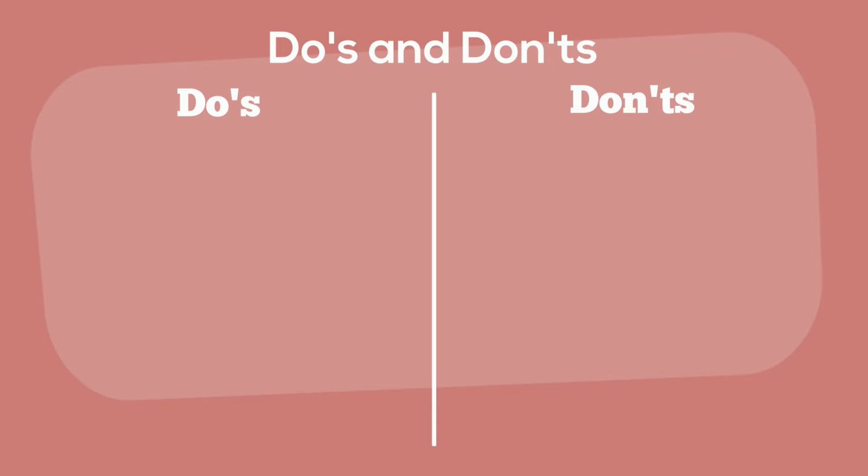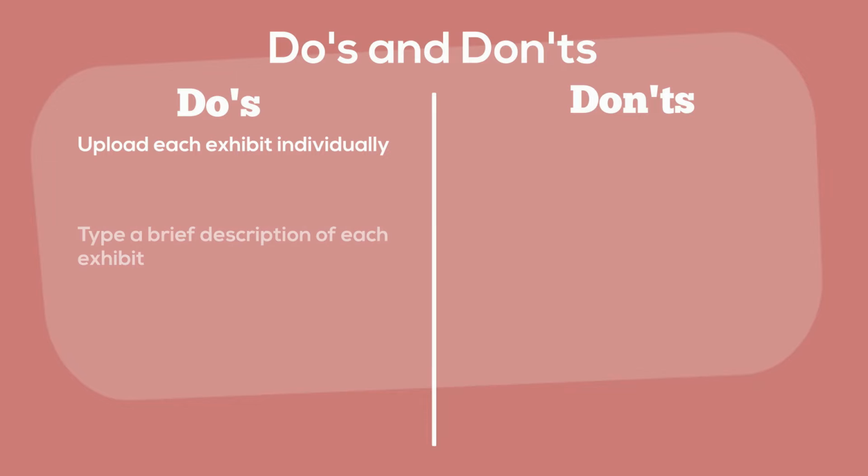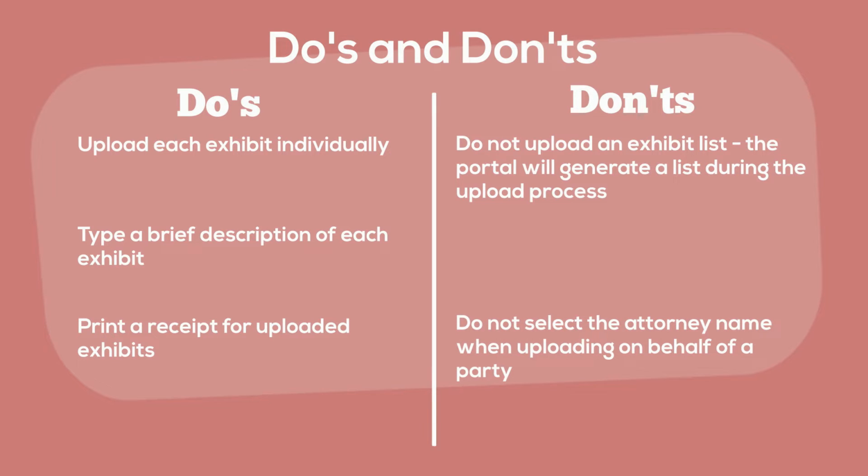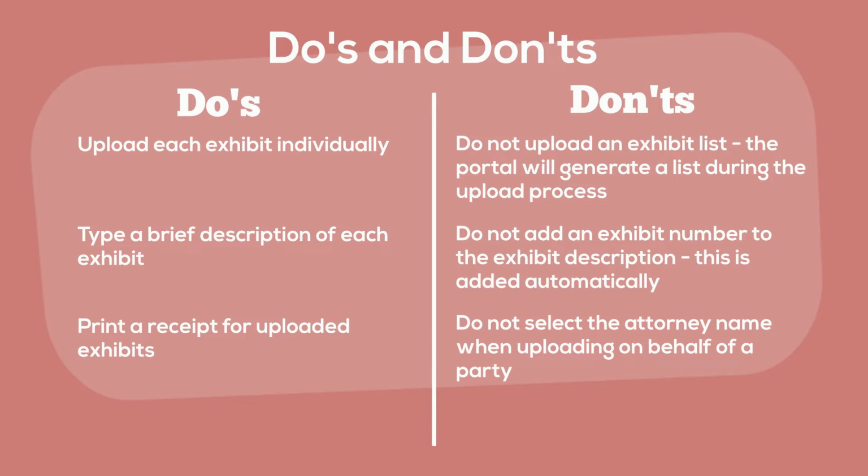Before we start uploading evidence, here are some do's and don'ts when it comes to the process. For do's, upload each exhibit individually, type a description of each exhibit, and print a receipt of the uploaded exhibits. For the don'ts, do not upload an exhibit list. The portal will generate a list during the upload process. Do not add an exhibit number to the exhibit description. This will be added automatically.